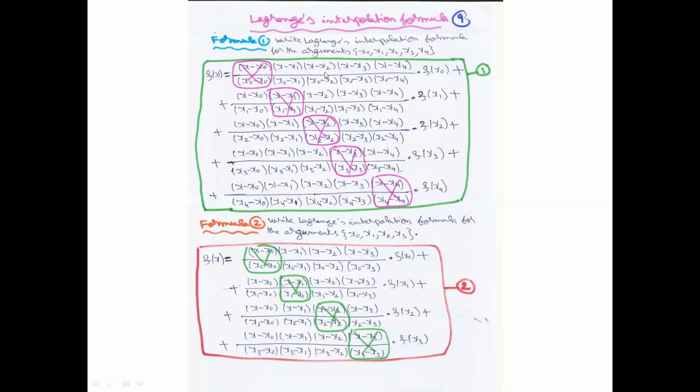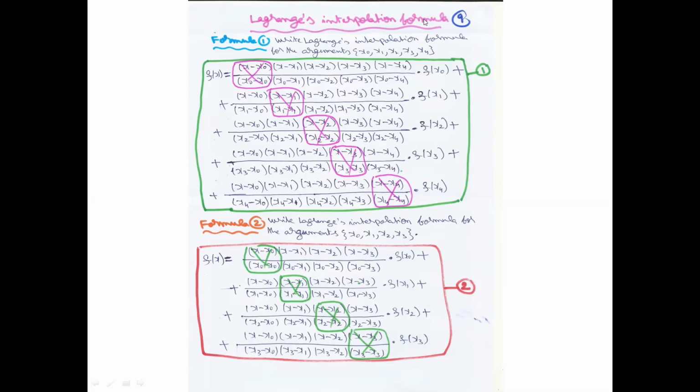See, for example, the given arguments are x naught, x1, x2. Observe the cursor carefully. If the given arguments are x naught, x1, x2, x3, x4, and so on, xn, and are not equally spaced, then we have to use Lagrange's interpolation formula.